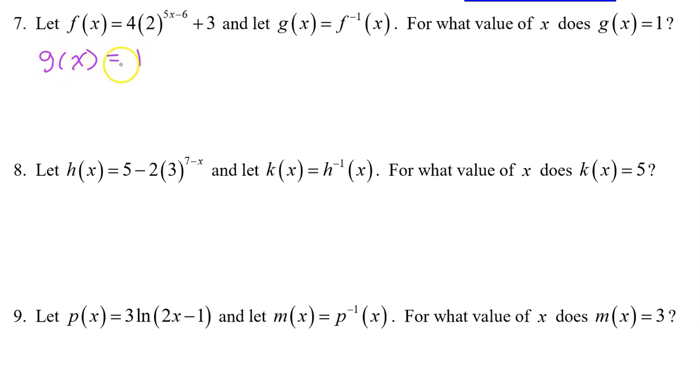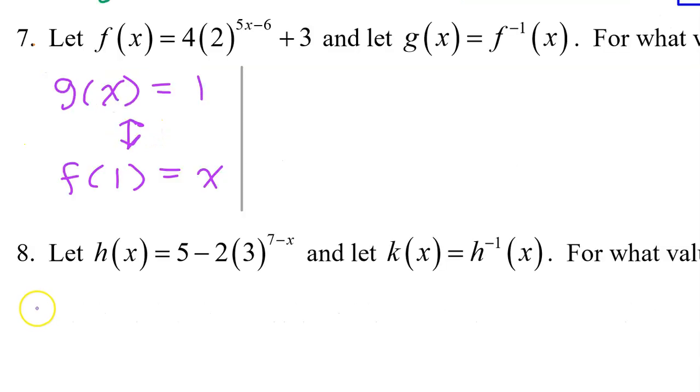But because f and g are inverses, g at x will equal 1 if and only if f at 1 is equal to x. See how I switched the input value and the output value because they are inverses. We are looking for x, and we just found that x is equal to f at 1. In other words, we can find x by evaluating f at 1. That means plugging in 1 for x right here.